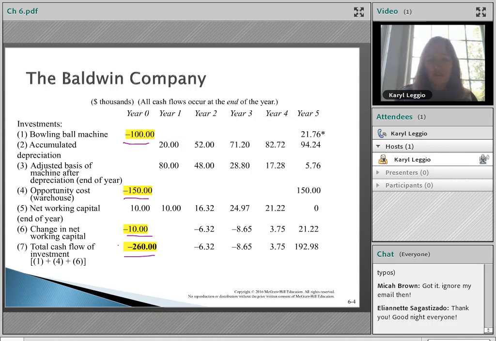Okay, so that's the initial outlay. Ignore this 10 here for now. We're going to see what this means later on. That's not part of our initial outlay. So we have year zero cash flows now. Altogether, $260,000 to get this project up and going.